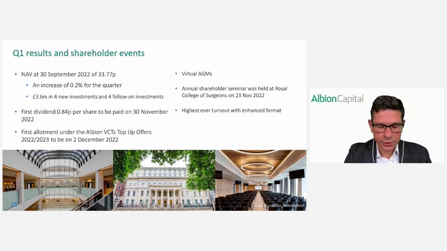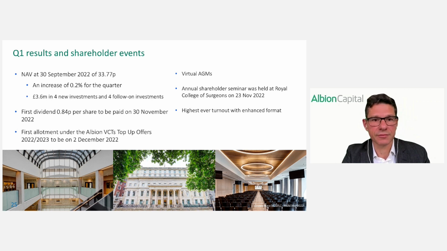I mentioned that the Q1 results were published earlier today. The NAV as of 30th of September 2022 was 33.77 pence. This is a small increase of 0.2% for the quarter. 3.6 million of new investments were made in 4 new investments and 4 follow-on investments. Therefore, we continue with a very busy investment program. The first dividend of 0.84 pence per share is to be paid in 2 days' time on the 30th of November. This is in line with our 5% annual dividend distribution policy. The first allotment under the Albion VCT top-up offers, which are open for investment and are currently being taken up very well, is due to be on the 2nd of December 2022.